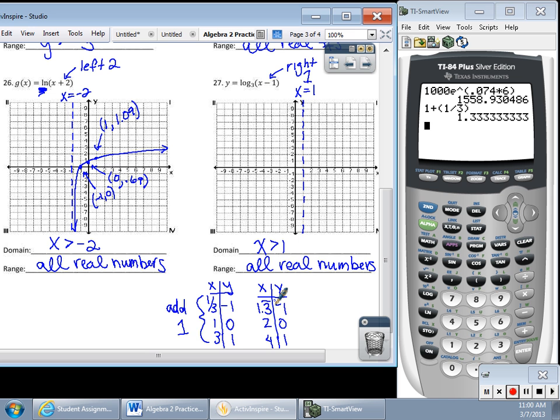So we're going to plot those points. 1 and a third, comma negative 1 is about right here, and I want to label that. We have 2 comma 0. And then we have 4 comma 1. And we draw our graph.